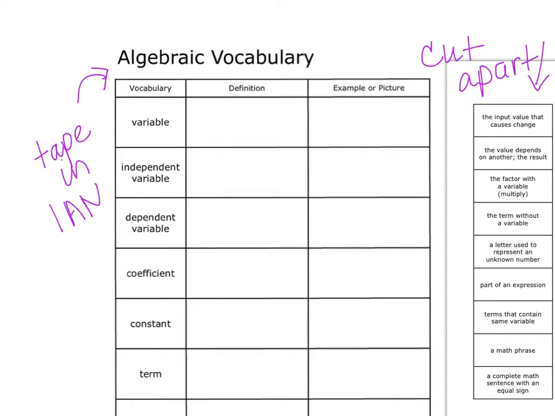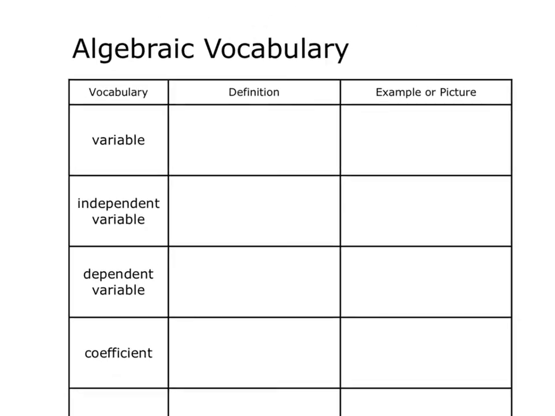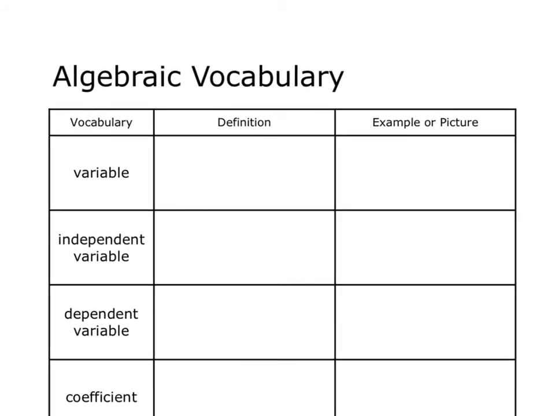And then we'll begin. Okay, we're going to start at the top of this thing. We're going to work ourselves down, gluing in the definition and writing an example or picture. So the first word we're going to deal with is variable. Now, based on our warm-up, you should know that a variable is a letter that stands in place or represents an unknown number. So find that piece and glue it in.